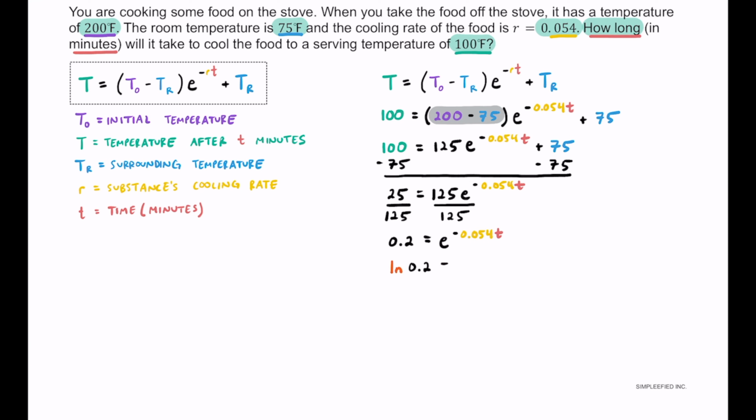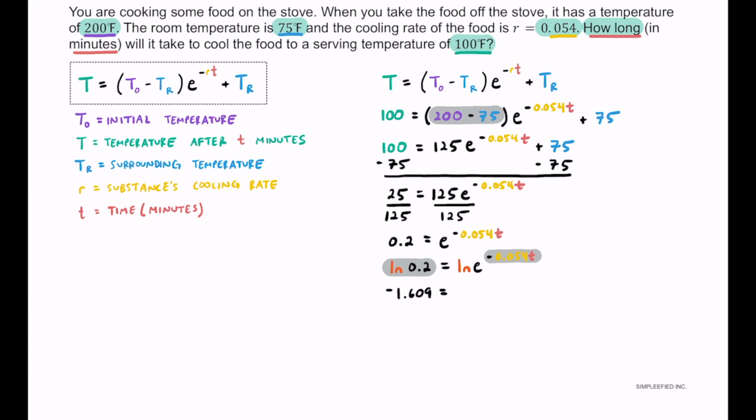ln of 0.2 on the left side is equal to ln of this e to the negative 0.054 t. On the left side, this natural log of 0.2, you got to plug that into a calculator. That's going to be roughly negative 1.609. And on the right side, think about what's happening over here.